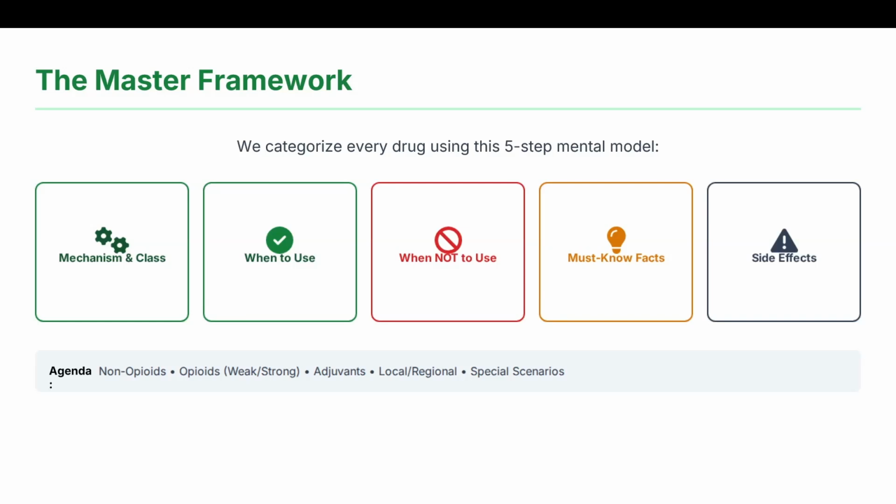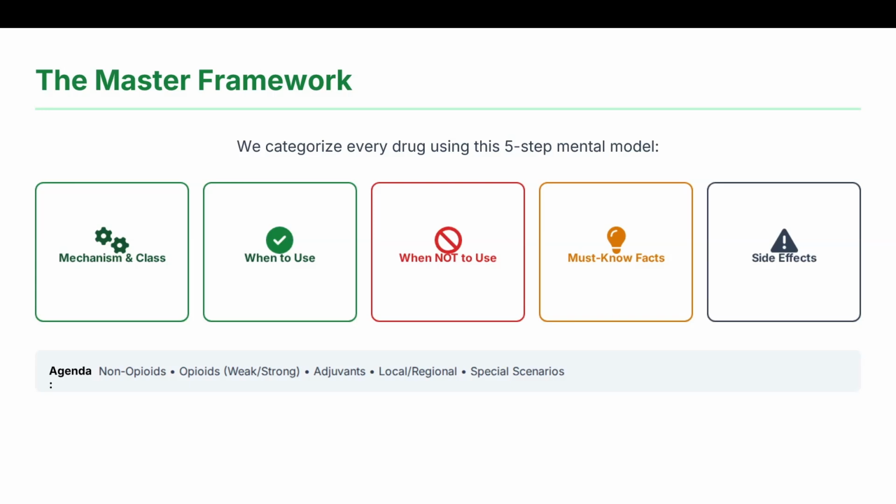So we'll discuss this in a five-step model. One is the mechanism and class of each analgesic, when to use what analgesic, and when not to use, which is what is most important. When not to use, as far as analgesics are concerned, we must know when not to use a certain analgesic, and must know facts about each analgesic and its side effects.